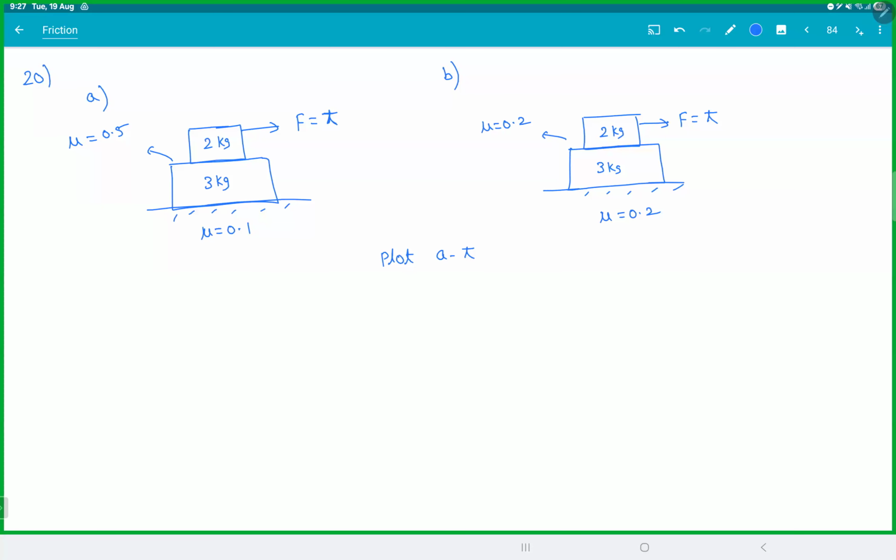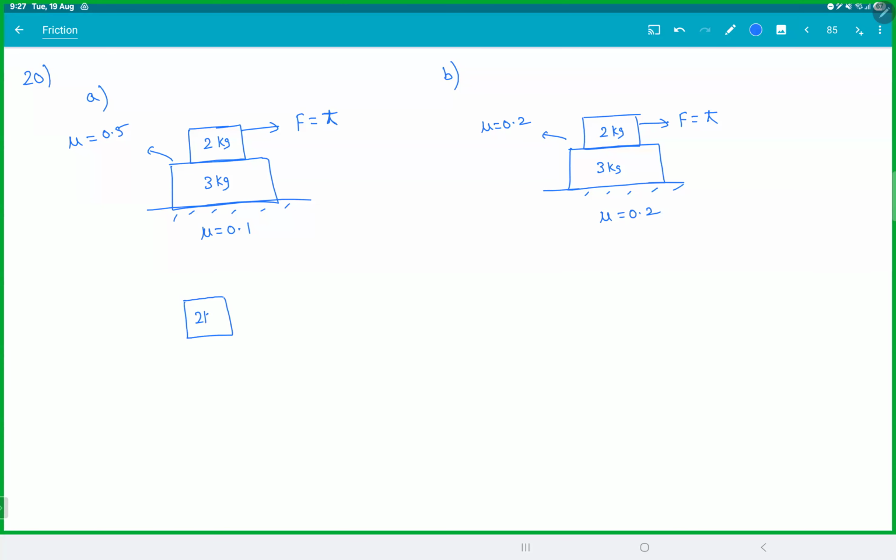Okay, let's see. So in this, there's a small trap, especially the second part. Whenever you see a problem like this, two blocks, when you're applying force on the upper block, you need to always check something. Tell me one thing, who is responsible for moving the 3 kg block? The friction between 2 kg and 3 kg, isn't it? So just look at the scenario here.